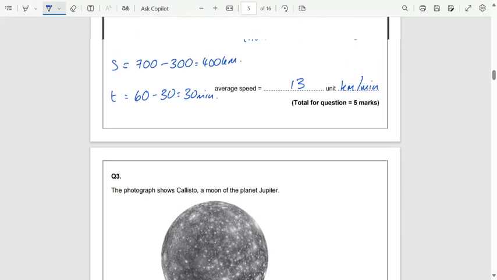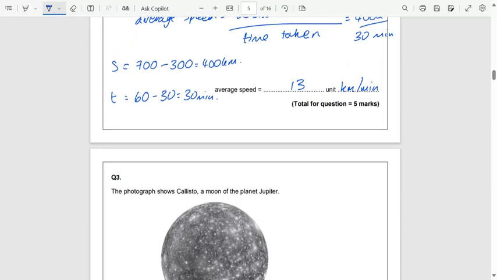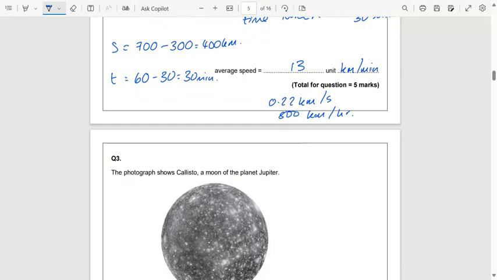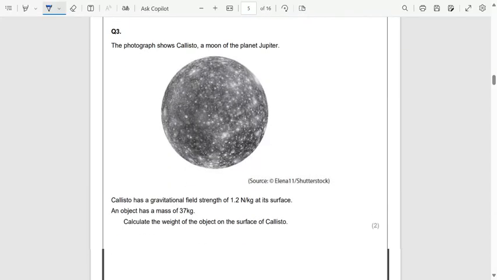As I say, if you had converted, you would have got alternatives. So it would have been 0.22 kilometres per second or 800 kilometres per hour. It didn't matter. You just need to make sure that if you have converted, the type of number that you've got needs to match your unit.